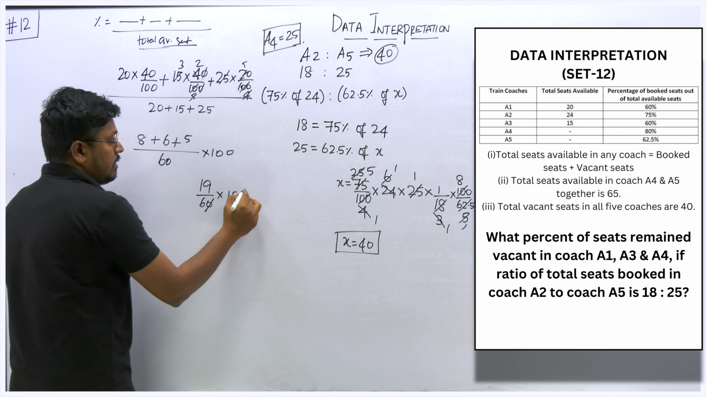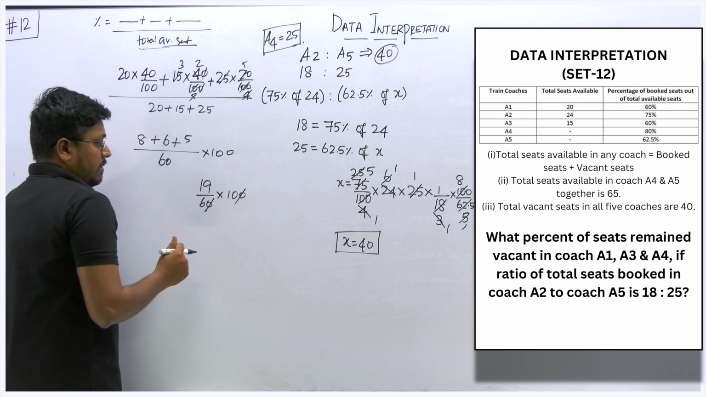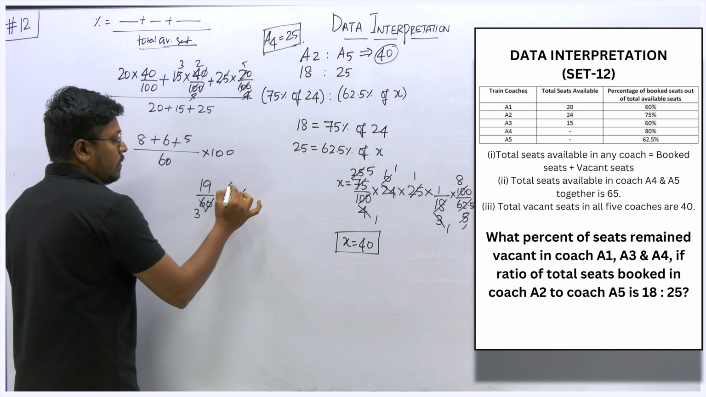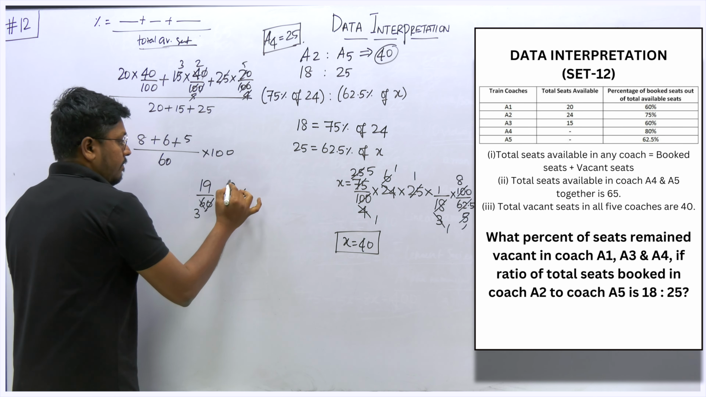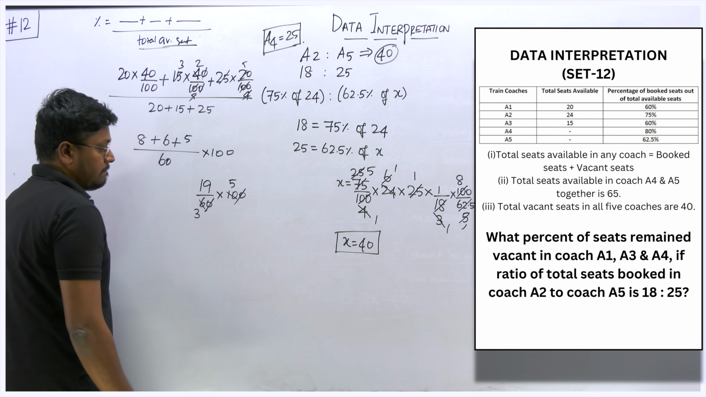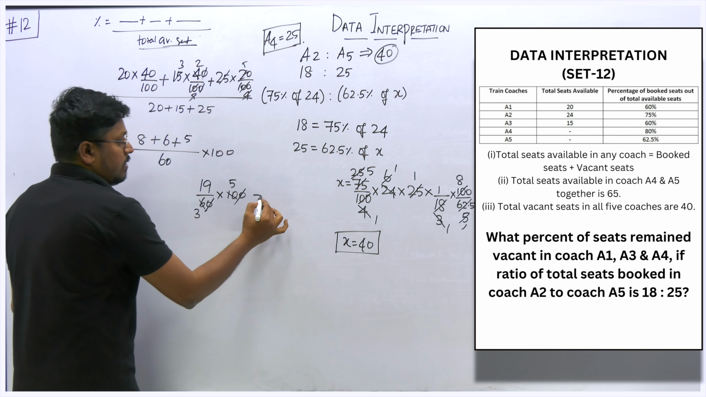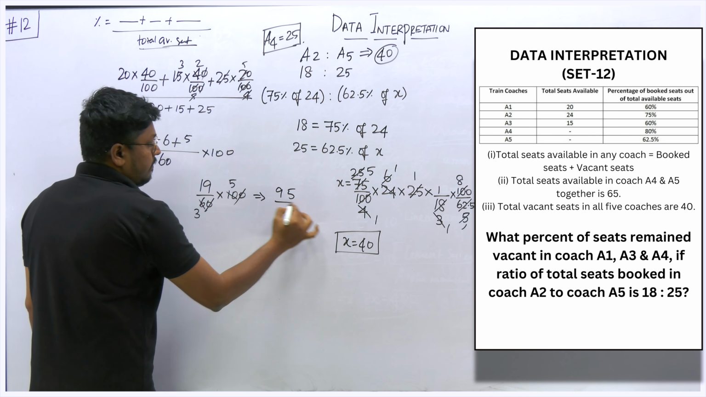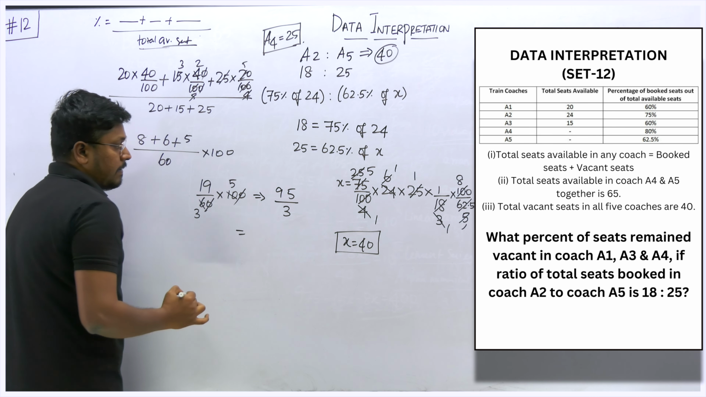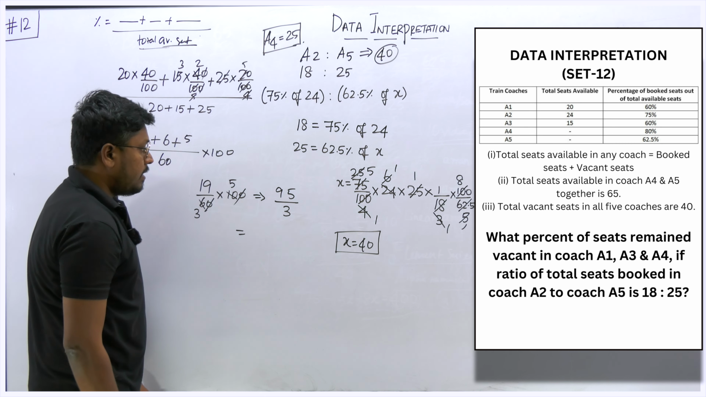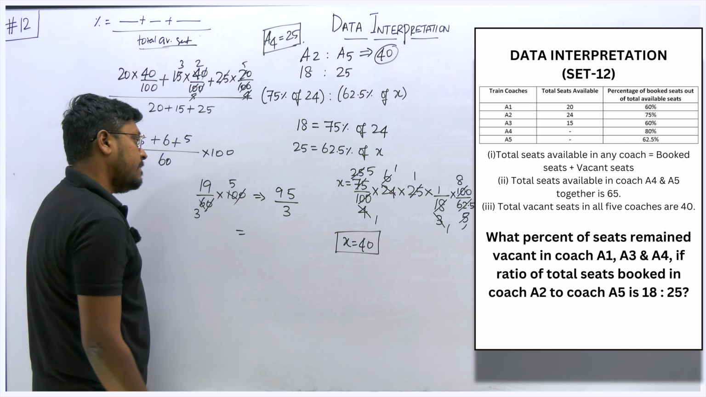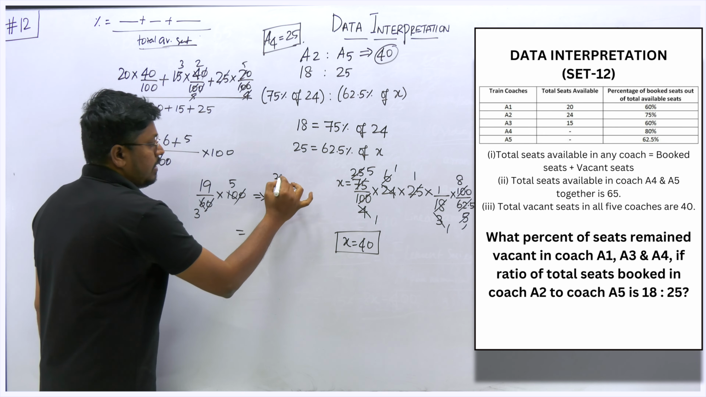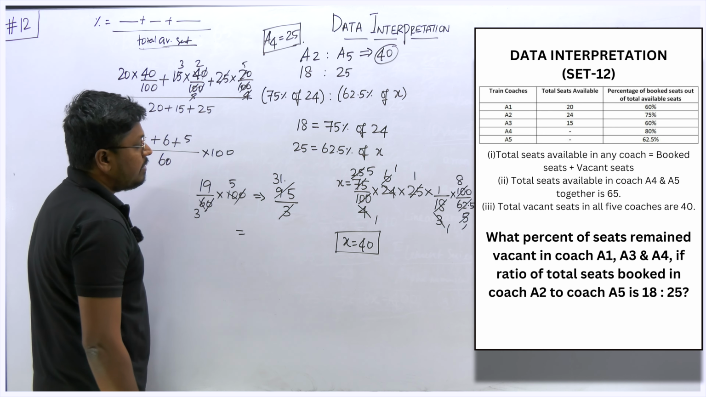So we can cancel the zeros here. Similarly cancel it on the 2 table. 3 2s are 6. Cancel it on the 2 table, 5 2s are 10. 9 5s are 45, so the remaining will be 4. So 95 by 3. Okay, so 95 by 3. 3 3s are 9, 1 3s are 3, so the remaining will be a 2.